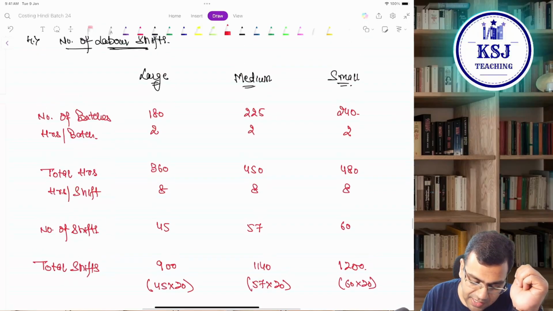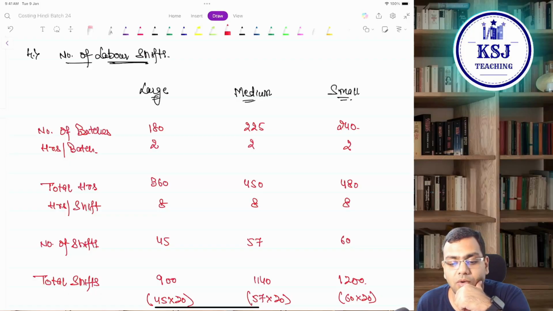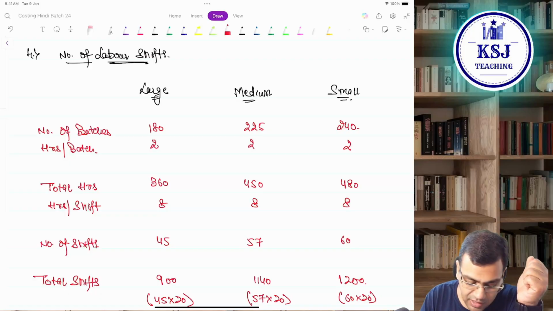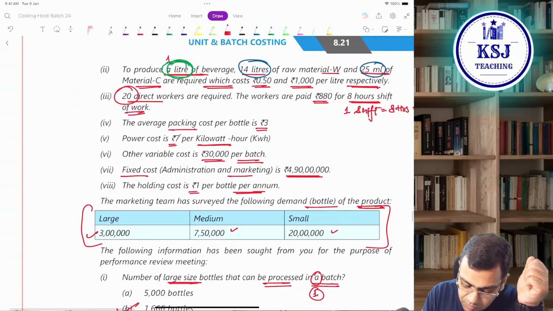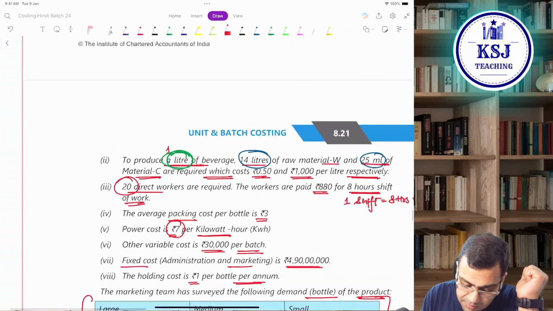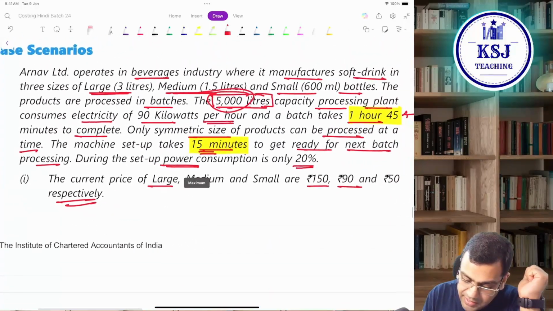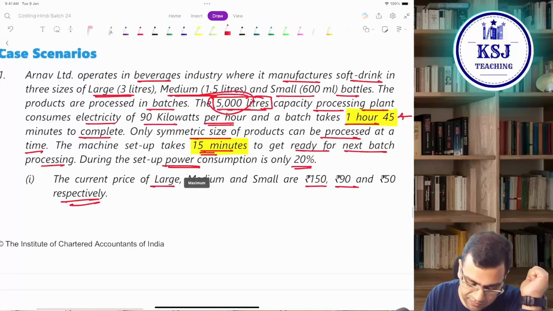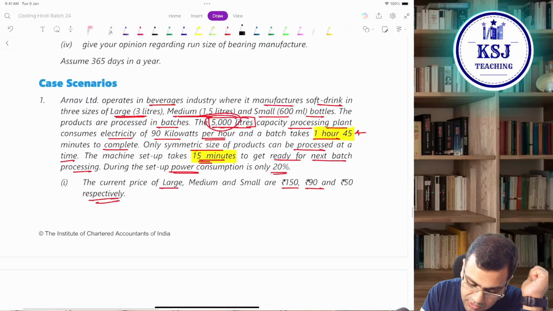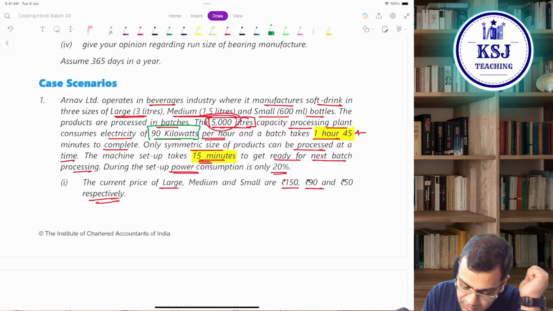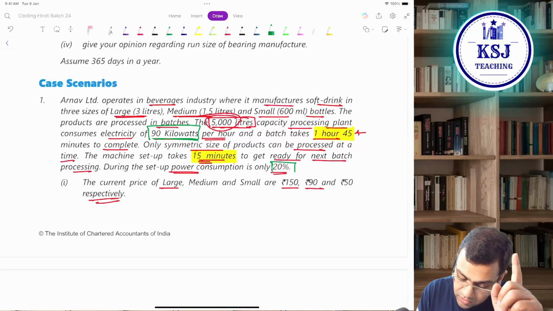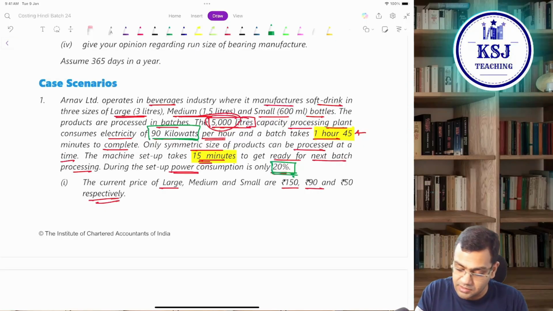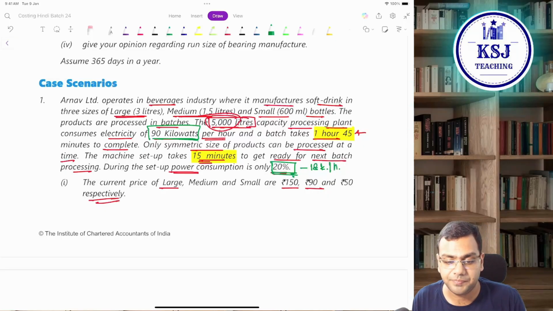Another working note, this is regarding the labor. Now, another working note that will be required is regarding the power consumption. Now, regarding the power consumption, read it very carefully what is given. One thing, the power cost is rupees 7 per kilowatt hour. What is the power consumption? He says during the running time is 1 hour 45 minutes. During this 1 hour 45 minutes, the power consumption is how much? The power consumption is 90 kilowatts per hour. Whereas during the setup time of 15 minutes, the power consumption is only 20% of it. That is 18 kilowatts per hour during the setup time, right?